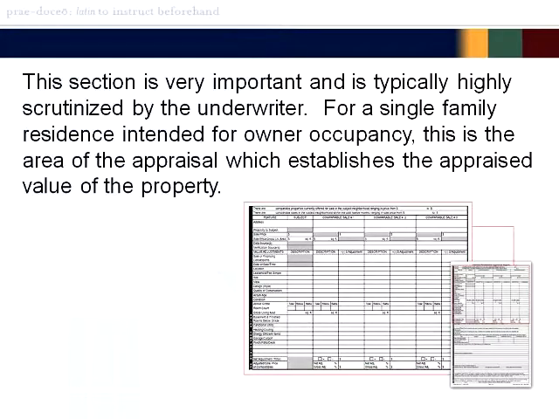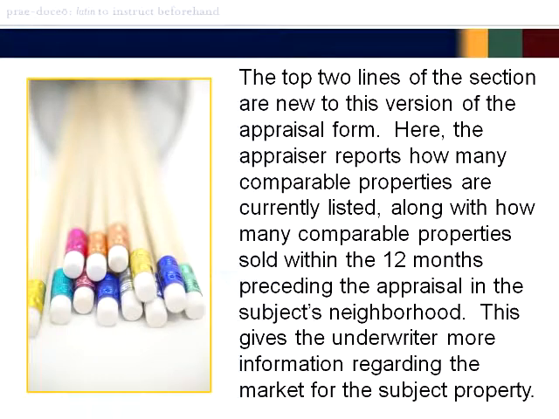This section is very important and is typically highly scrutinized by the underwriter. For a single-family residence intended for owner occupancy, this is the area of the appraisal which establishes the appraised value of the property. The top two lines of the section are new to this version of the appraisal form.